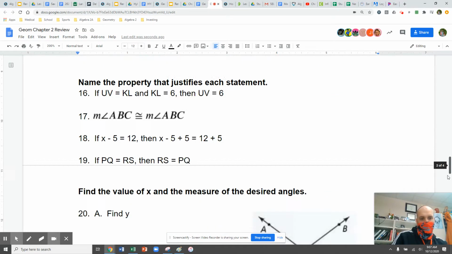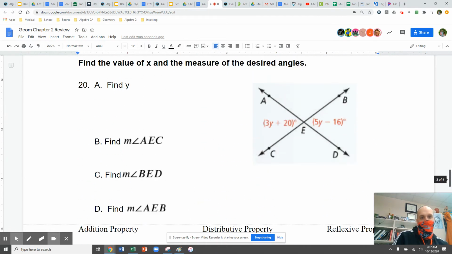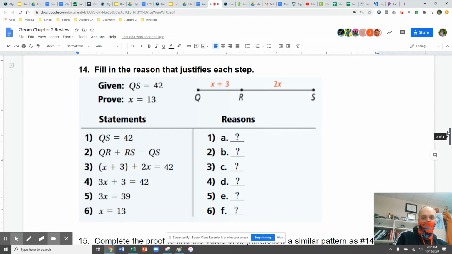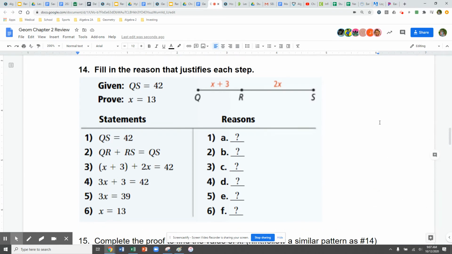Properties are going to be down at the bottom here. And then also on the test, you'll have a word bank to choose from for your proofs. All right, you ready to get going here? Let's see what we got.